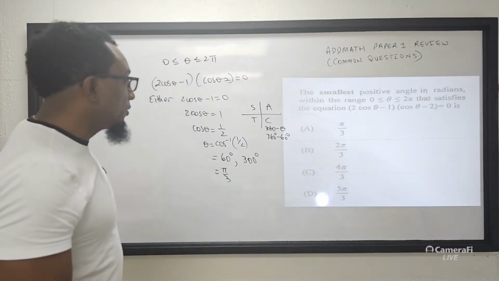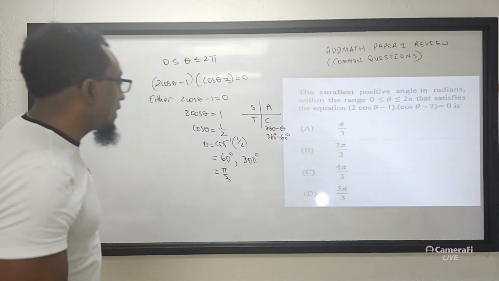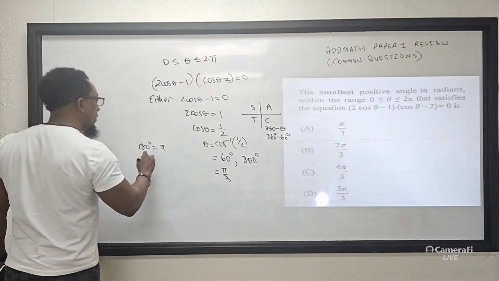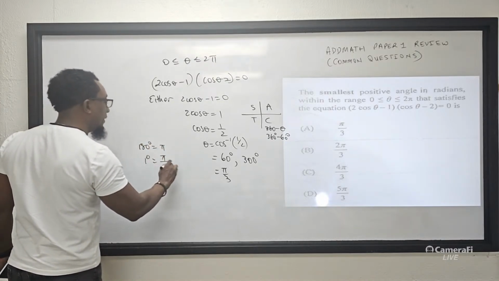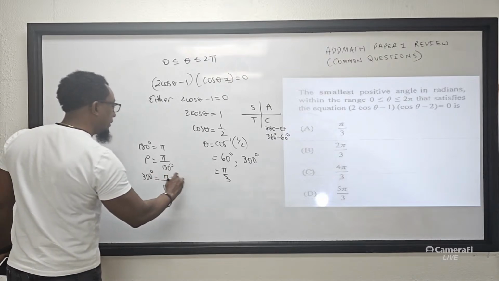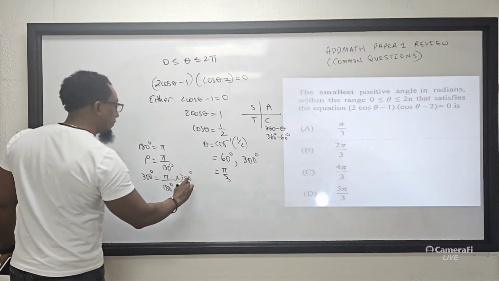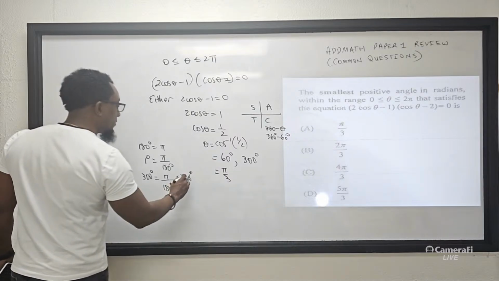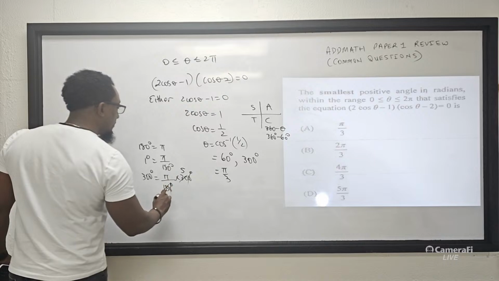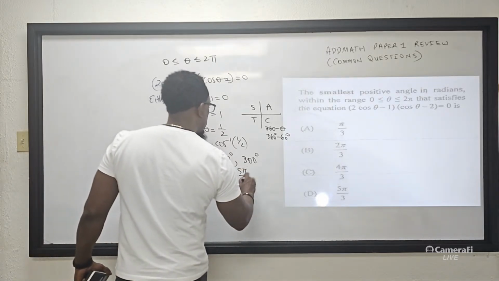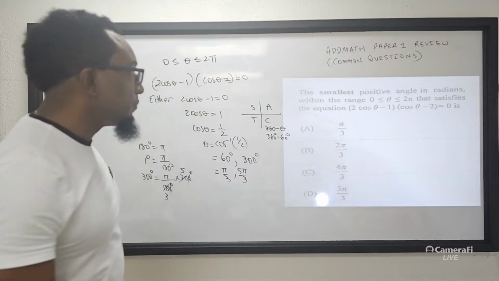And 300 degrees in radians, that is what? 180 degrees is pi radians, so 1 degree is pi over 180, and 300 degrees is pi over 180 times 300. Cancelling, 6 into 30 is 5, 6 into 18 is 3. So this is the same as 5 pi over 3 radians.